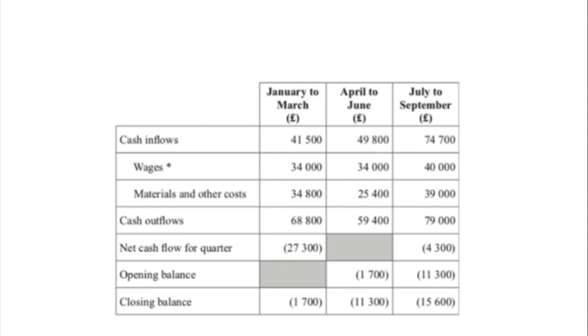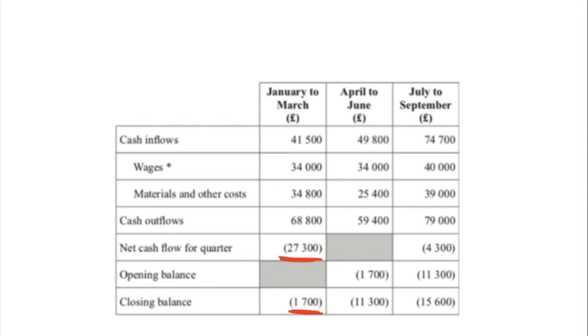Okay, so the net cash flow in the first quarter is negative 27,300, as you can see here. So that means there's a lot more cash flowing out of the business than what's flowing into the business. The closing balance is minus 1,700, so it's nowhere near as severe as the net cash flow, which suggests the opening balance is rather positive. Now, the usual formula for closing balance is your net cash flow plus your opening balance, but because we've got missing numbers within that, we have to rearrange the formula and we have to consider an equation.